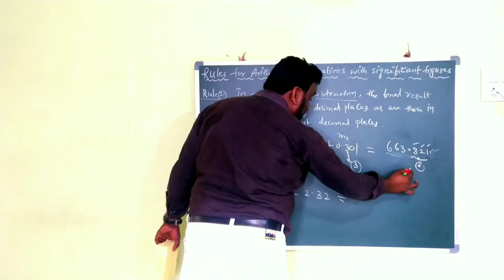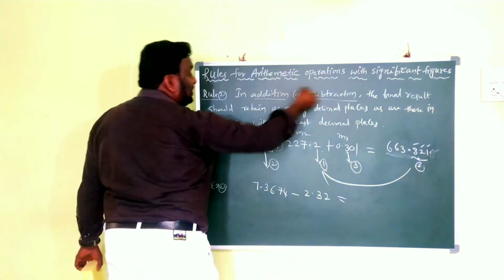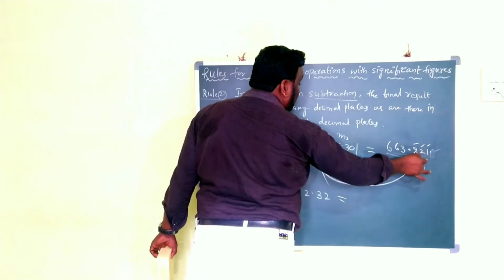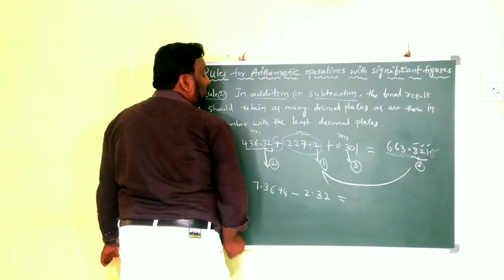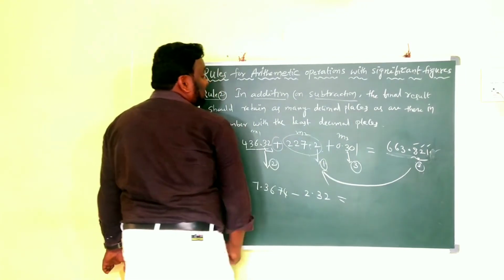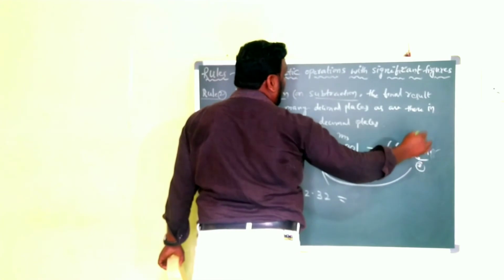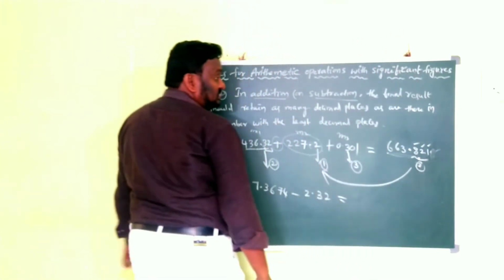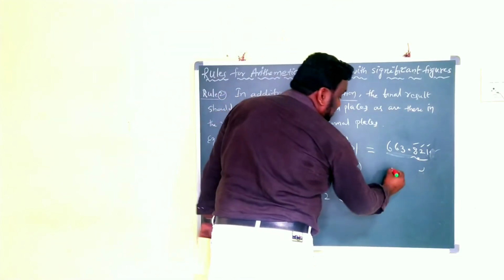Now the answer should be rounded to 1 decimal place. That's the rule here. The number of decimal places in the answer should be rounded to that of the number having the minimum decimal places. That means after the decimal point we will have only 1 digit. For that we have to round off.